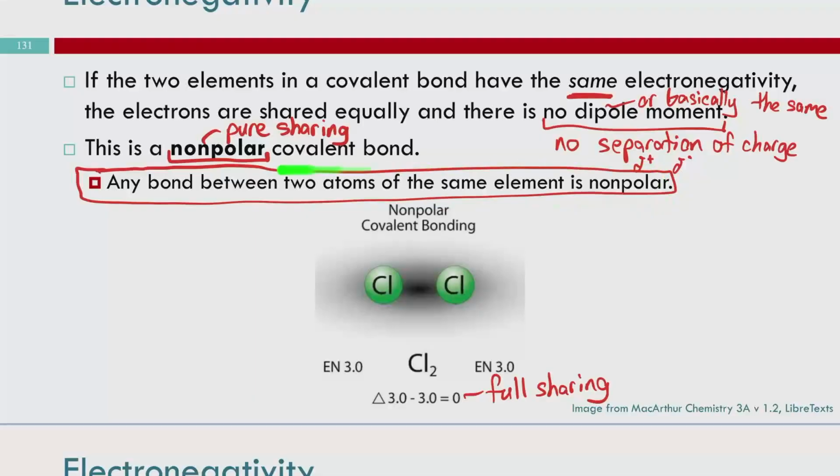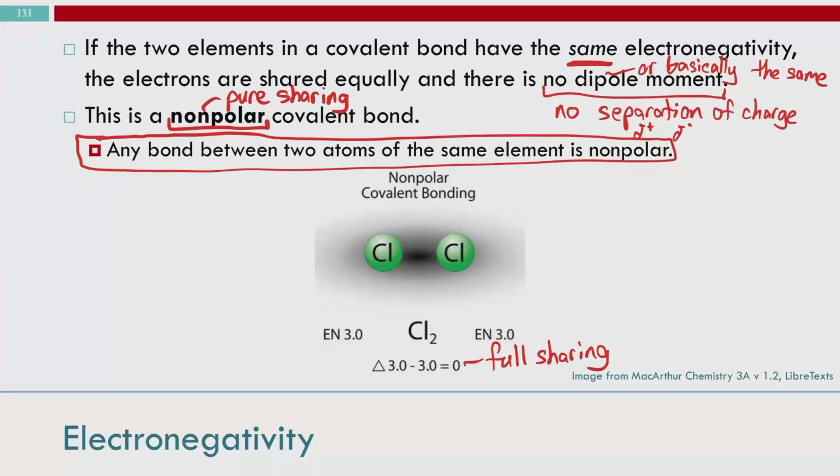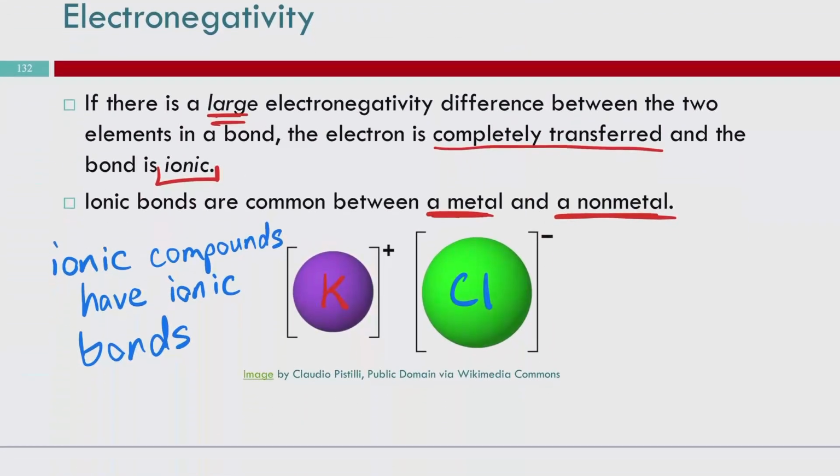Any bond between two atoms of the same element is nonpolar. Waving my Apple Pencil back and forth to hypnotize you into remembering that. Ionic compounds have ionic bonds. Memorize those, please.